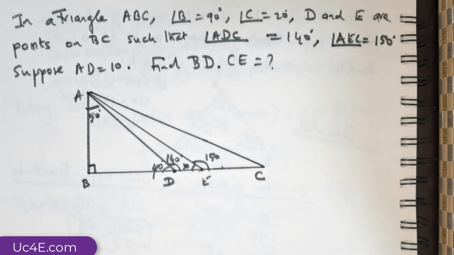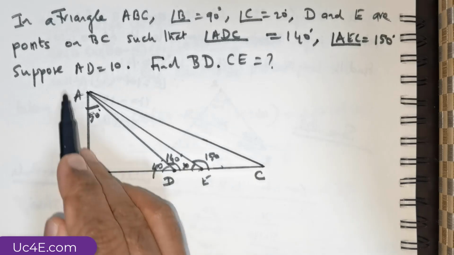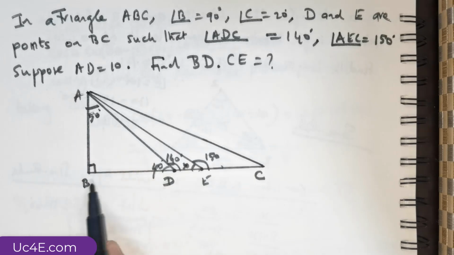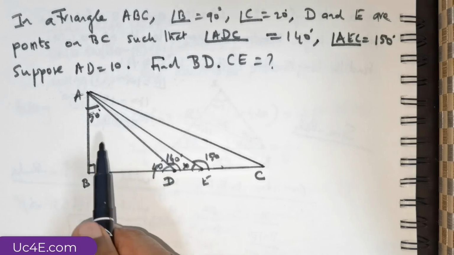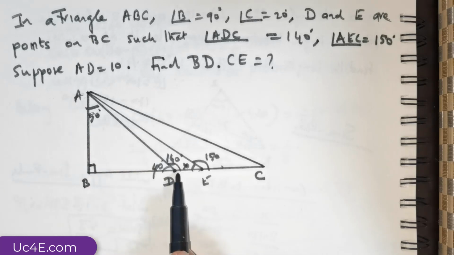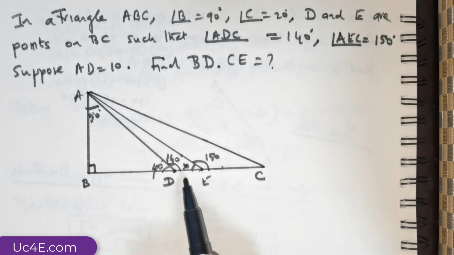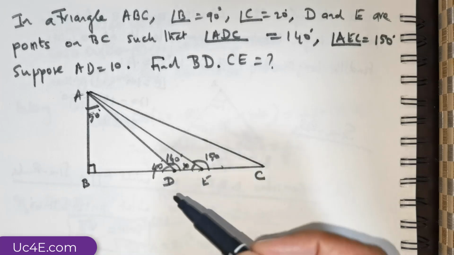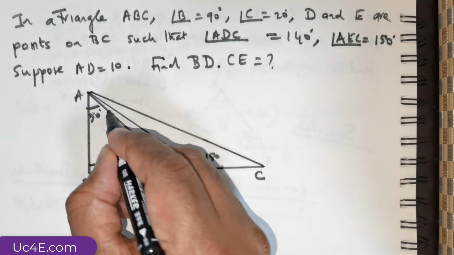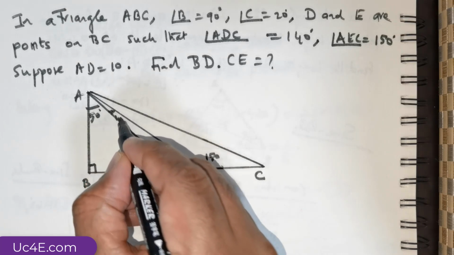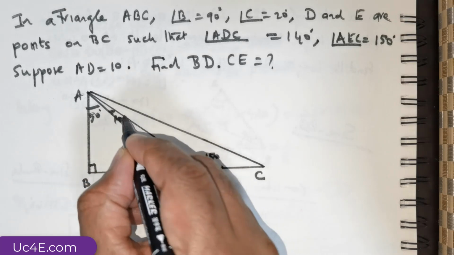Now if I were to consider A, B and E, this is 90, this is 30. Now just consider this triangle A, D and E. Sum of the angles is going to be 180 degrees. So this is 140 plus 30 is 170. So this is going to be 10 degrees, right?